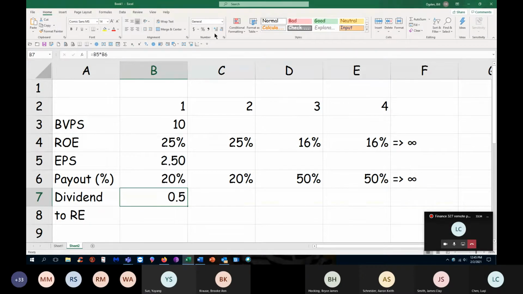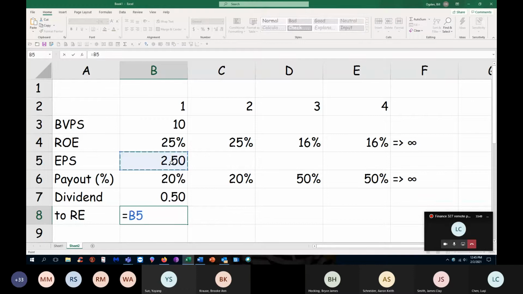We'll pay out 50 cents. Therefore, what part of this 250 is reinvested in the company or is added to retained earnings? So we will add $2 to retained earnings. So here's the book value per share. This is all on a per share basis. So we were at $10 per share. We'll be adding $2 per share to this $10 per share.